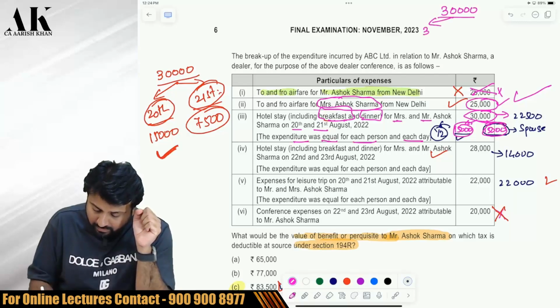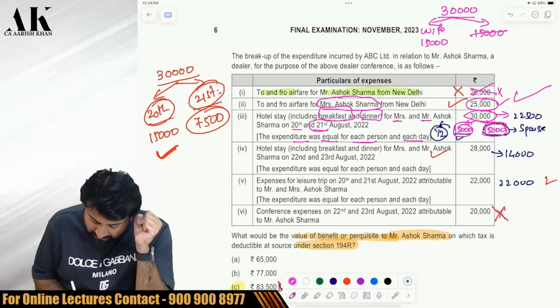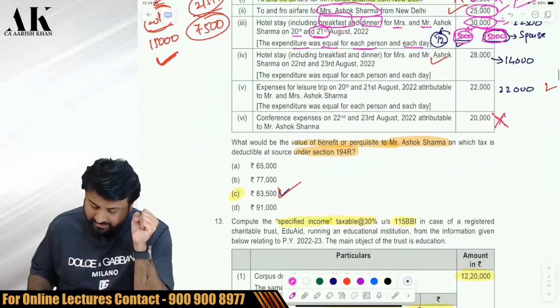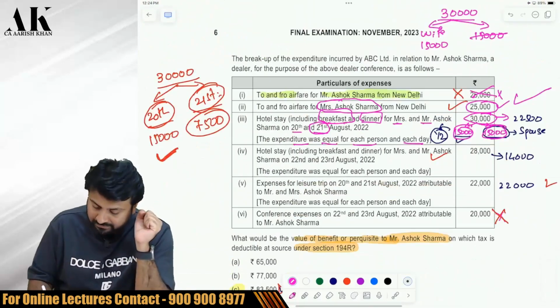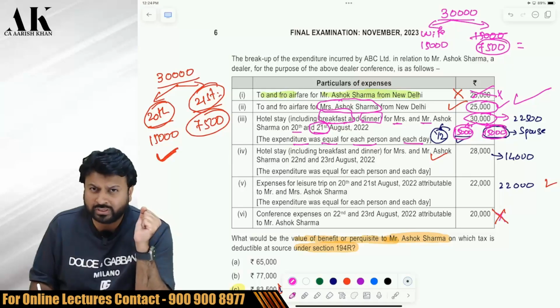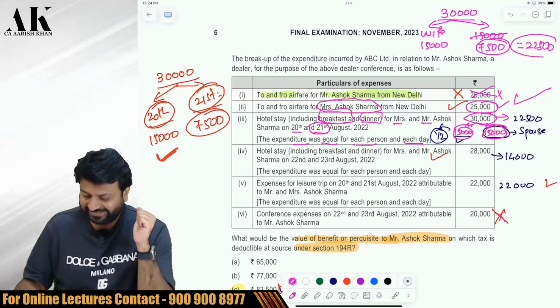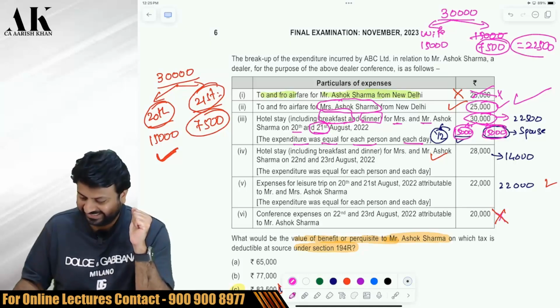Whatever you have incurred for wife, that is wife, spouse, that is entirely perquisite, right? And you have incurred 15,000 for husband. Out of that, whatever you have incurred on 21st, that will be allowed. On 21st, 194R will not apply for husband. But for wife, what you have incurred on 21st, that will be covered. Because wife is not supposed to be accompanying you in your business trip. This is not Indian cricket team. I hope you understood.